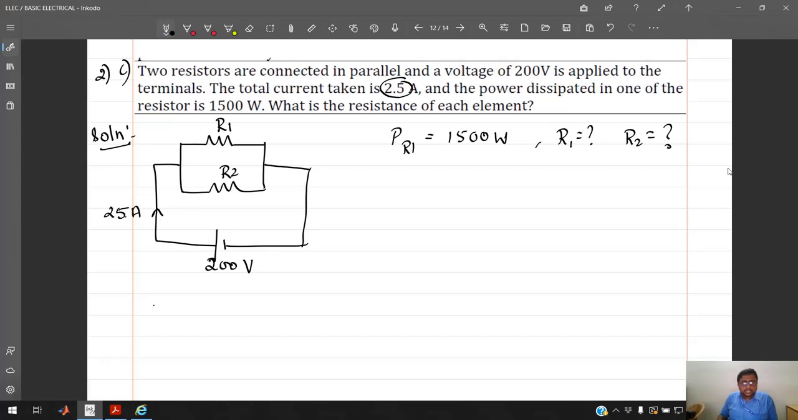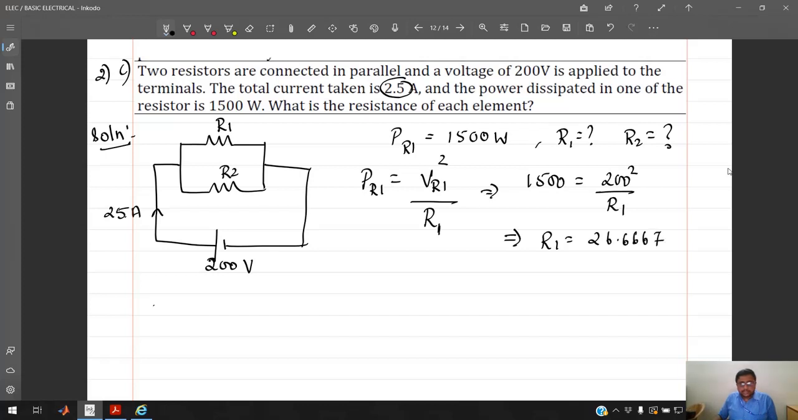Now once you get the main current, you can see that R1 and R2 are connected across a 200 volt supply and they are connected in parallel, which means that the voltage drop across both will remain the same, that is 200 volt. So I can calculate the power across R1, which will be equal to V square by R, that is V square across R1 divided by R1. That implies 1500 is equal to 200 square divided by R1. That implies R1 will be equal to 26.6667 ohms. So this is the value of the first unknown resistor R1.